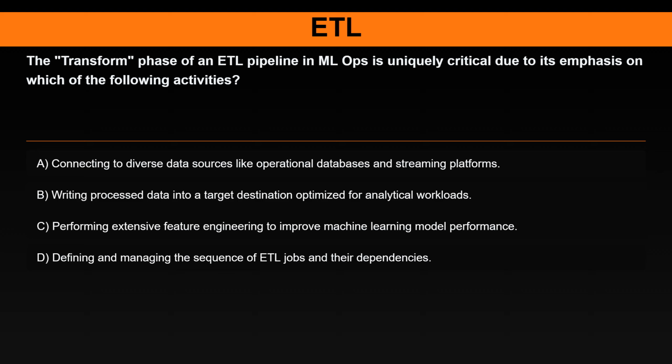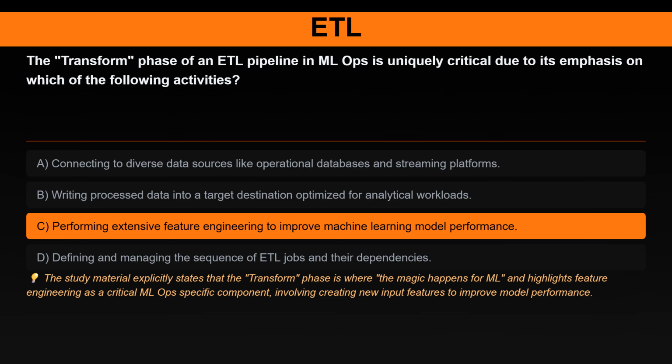Question 22. The transform phase of an ETL pipeline in MLOps is uniquely critical due to its emphasis on which of the following activities? Option A. Connecting to diverse data sources like operational databases and streaming platforms. Option B. Writing process data into a target destination optimized for analytical workloads. Option C. Performing extensive feature engineering to improve machine learning model performance. Option D. Defining and managing the sequence of ETL jobs and their dependencies.